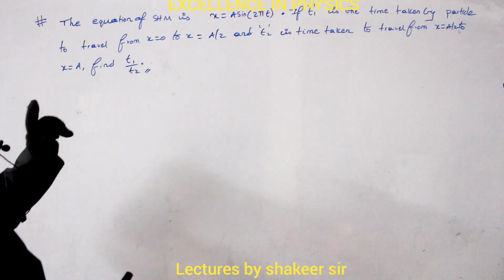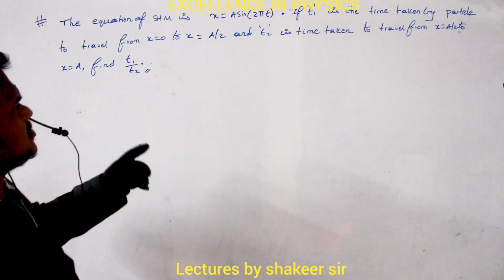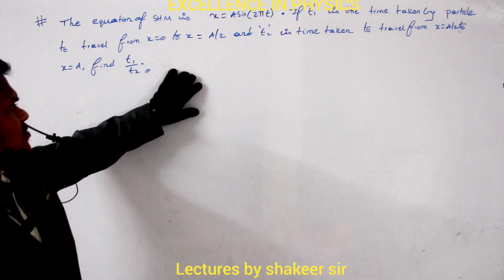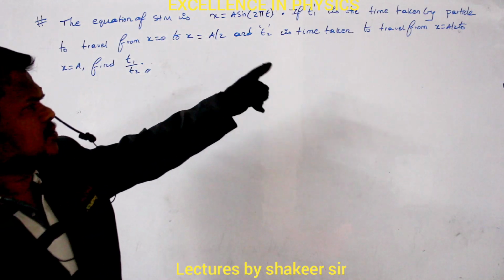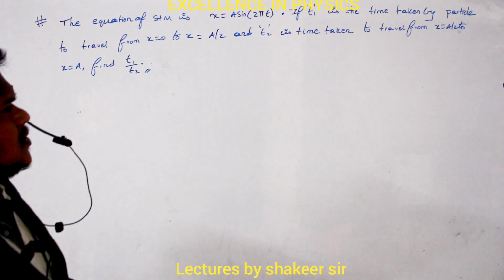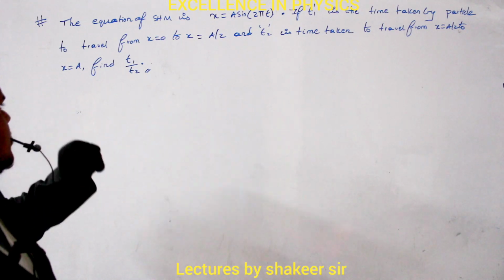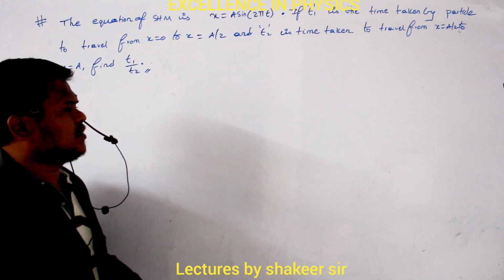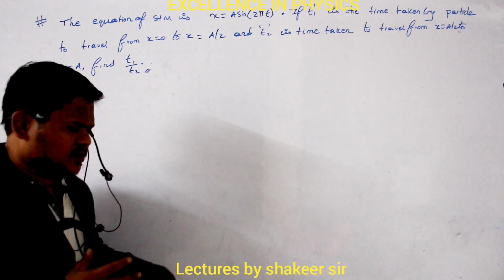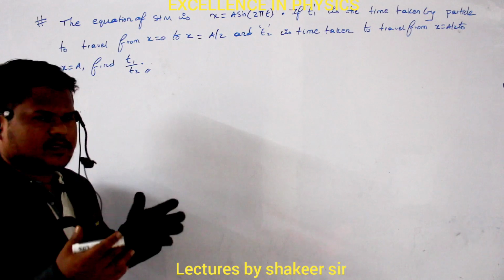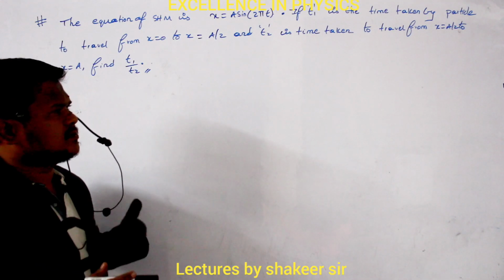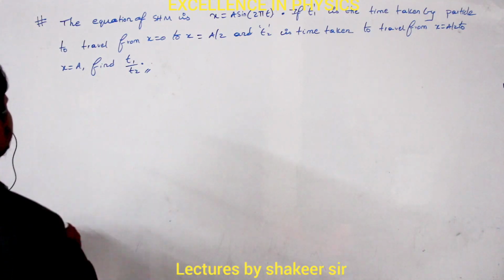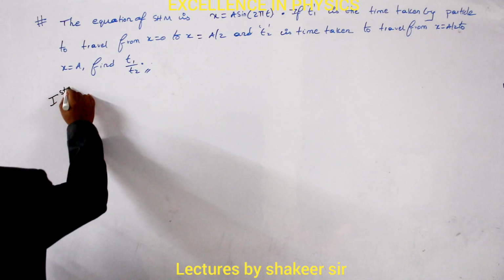Question. The equation of SHM is x is equal to a sine 2 pi t. If t1 is the time taken by the particle to travel from x is equal to 0 to a by 2, and t2 is the time taken by the particle to travel from x is equal to a by 2 to x is equal to a, then find the ratio of t1 by t2. This is the given question. Clear? Now this question also we will try to do in different methods and see how we are using our knowledge of SHM to do the problems in all the methods. Okay, so first let us see the first method of doing this problem.